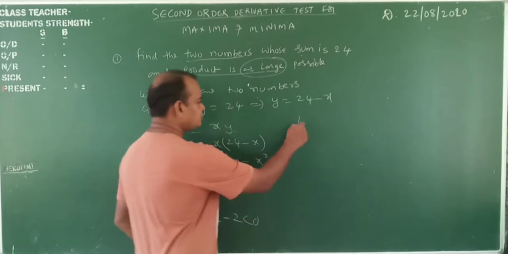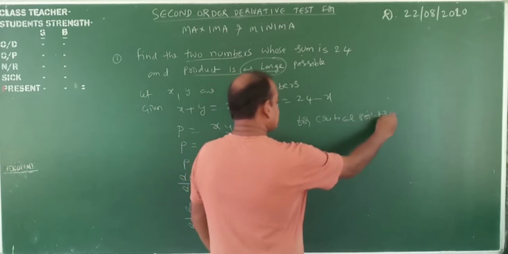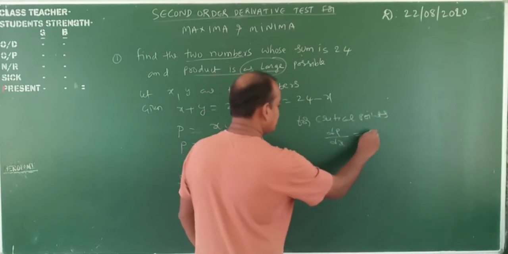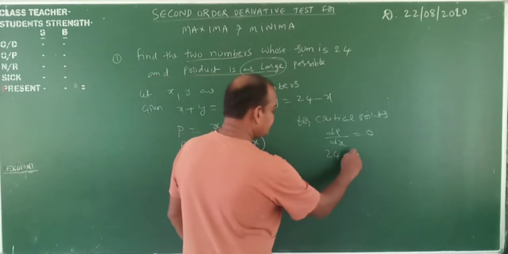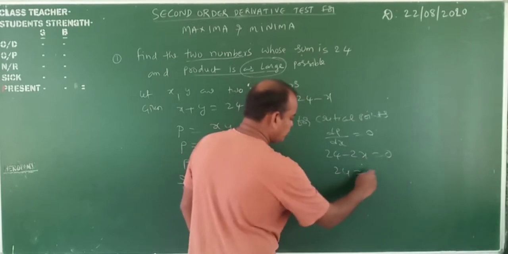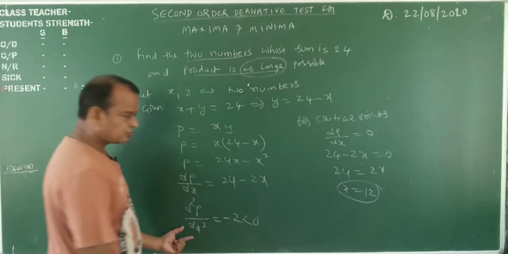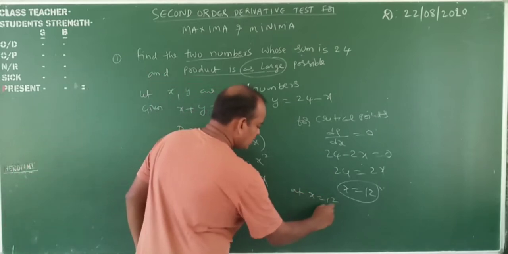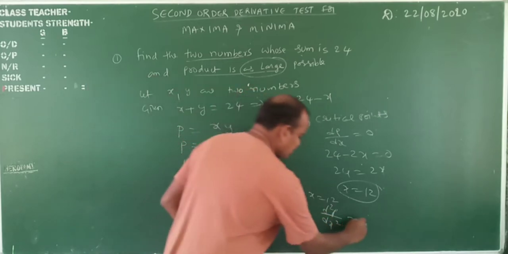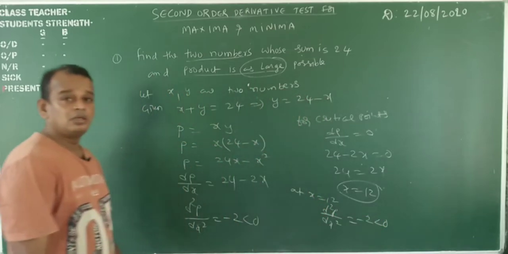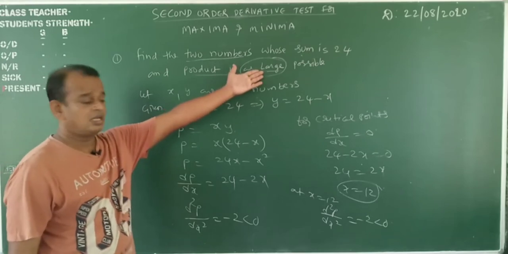Now the critical points. Don't forget the process. dp by dx is equal to 0 means 24 minus 2x is equal to 0. Therefore, 24 is equal to 2x, so x is equal to 12. Substitute in this: at x is equal to 12, d square p by dx square is equal to minus 2, which is less than 0. Means p has a maximum, p is large at x is equal to 12.